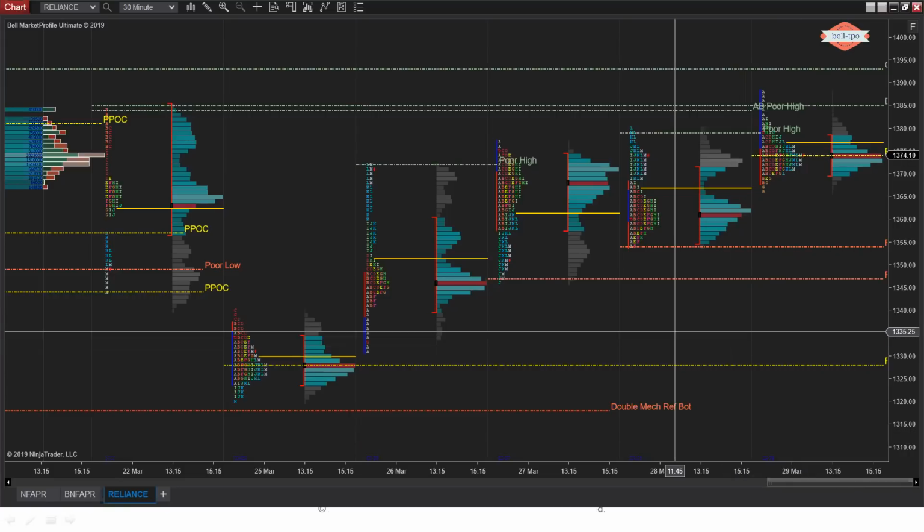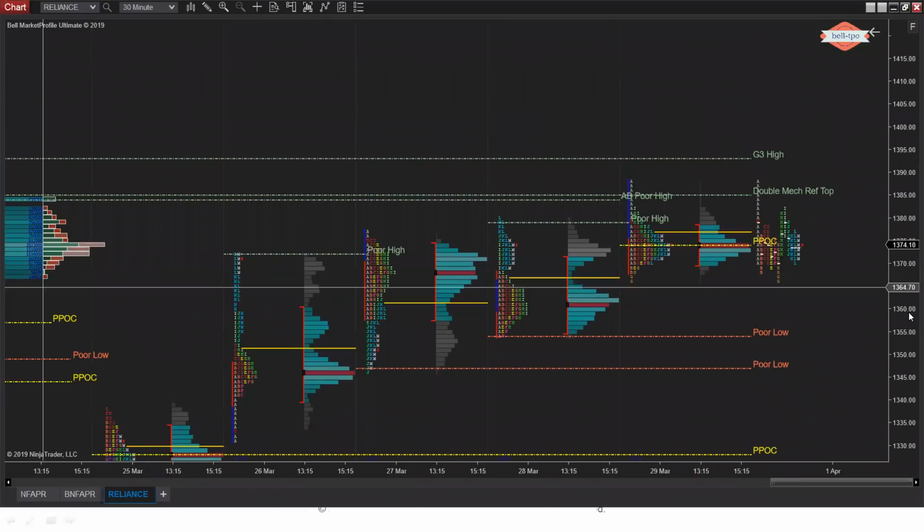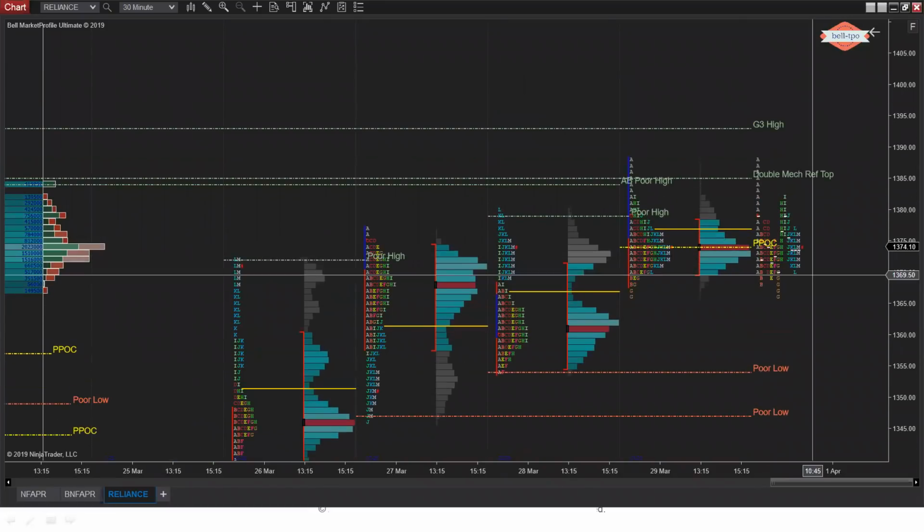So let's take the 29th activity. The 29th could show something interesting. What I'm going to do here is disconnect from my feed. I'm going to run it like how the market runs. I'm going to do a bar replay, a kind of bar simulation.